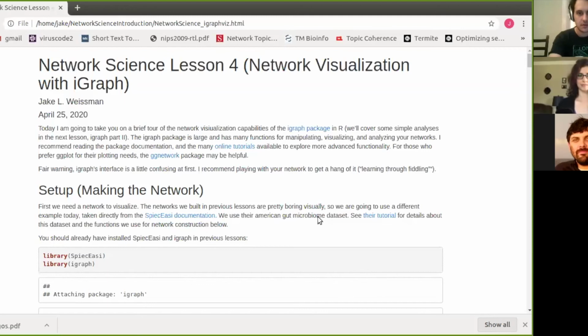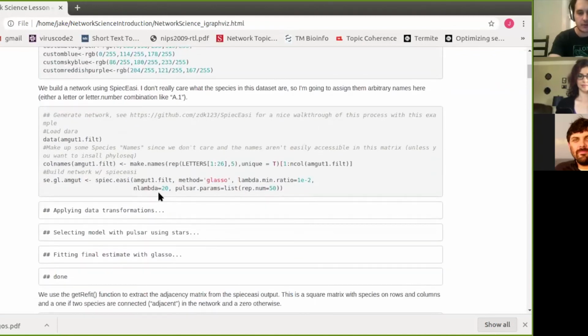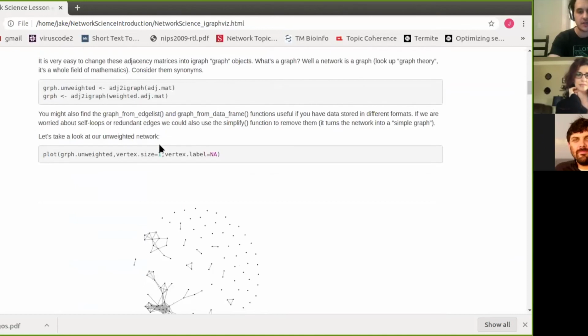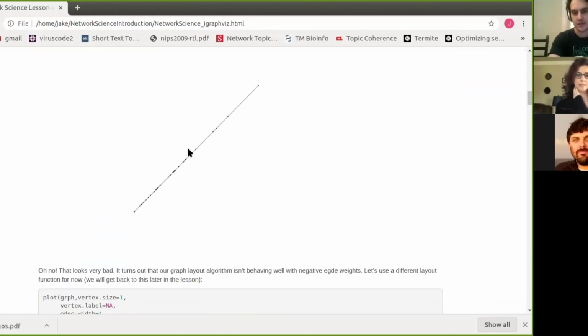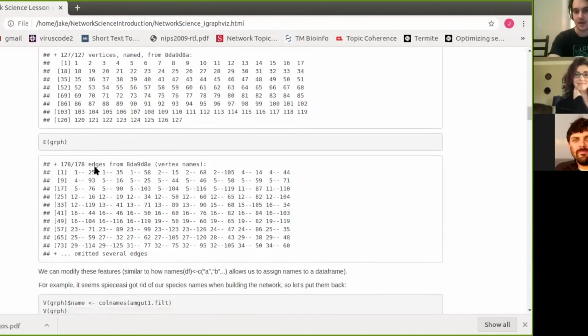And so I'm going to stop sharing that, and I'm just going to quickly take you to the tutorial. I'm not going to run through this, but I'll show you how to make your network using Speakeasy. This is pulled straight from the Speakeasy tutorial. I'll show you how to look at your different adjacency matrices and how to get them out of Speakeasy's output, and then how to turn them into networks, right? And then there are some examples of what can go wrong when you're plotting. Here we can see that the layout function accidentally collapsed everything onto a line, so that network visualization doesn't tell you anything. But this is the same network plotted a little bit differently.